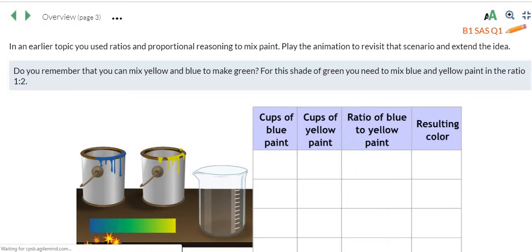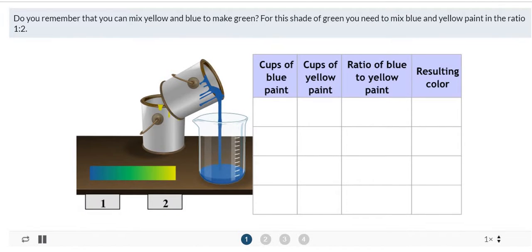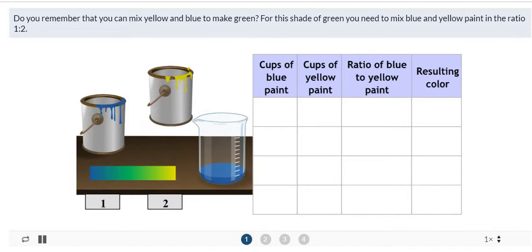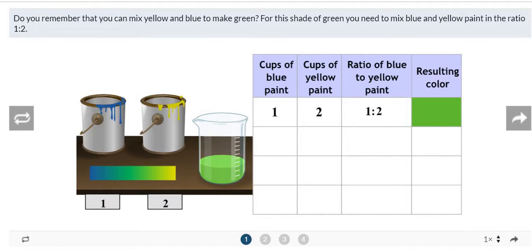Let's start. Oh, we've got paint again, and we're going to mix some paint. They're pouring 1 cup of blue and 2 cups of yellow. And what color did it make? Green. Okay. What was my ratio? 1 to 2.